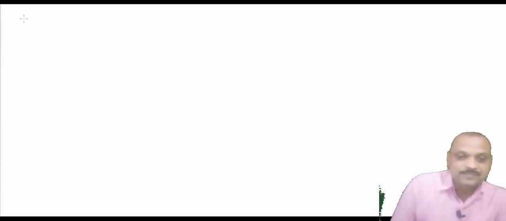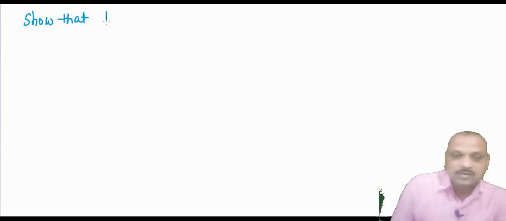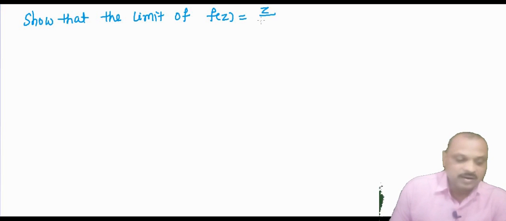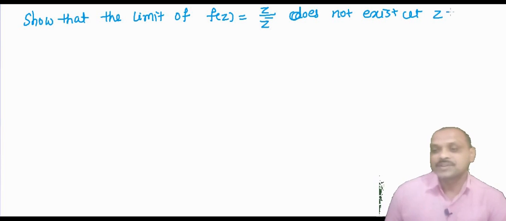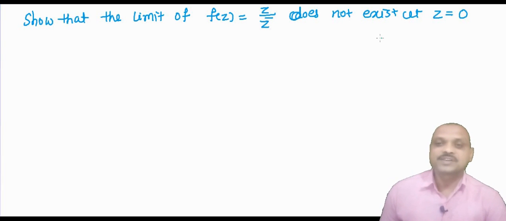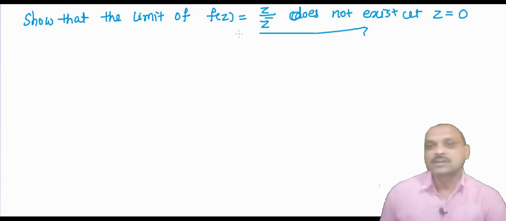Show that the limit of f of z equal to z divided by z bar does not exist at z equal to 0. We have to show that the limit of this function does not exist.